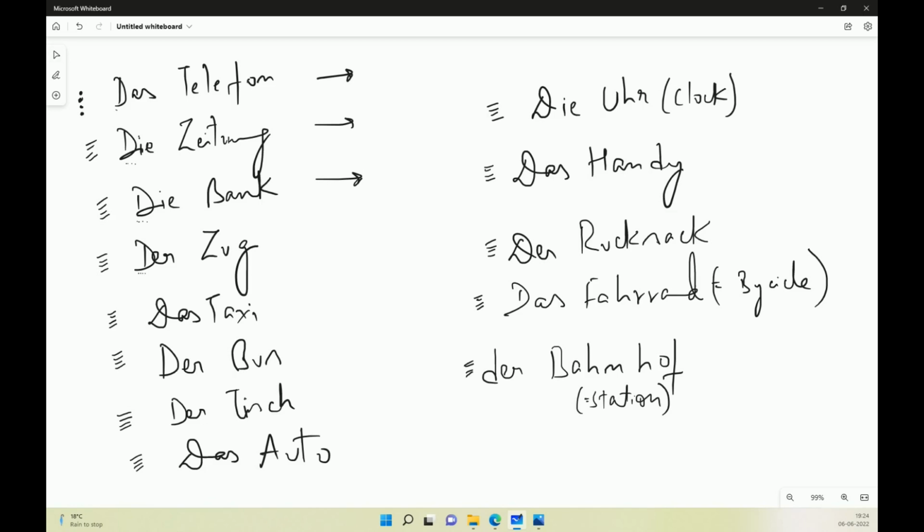Perfect. So once again, I would like to reiterate everything. This D is immaterial, or you can use it as a capitalized D or small d depending on the position of this word in the sentence.